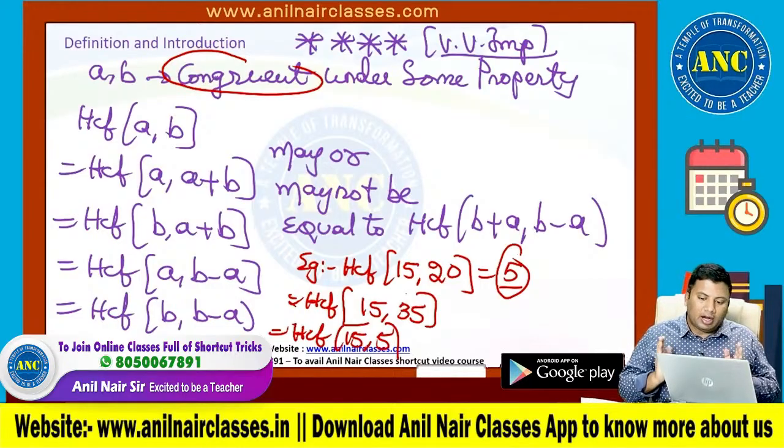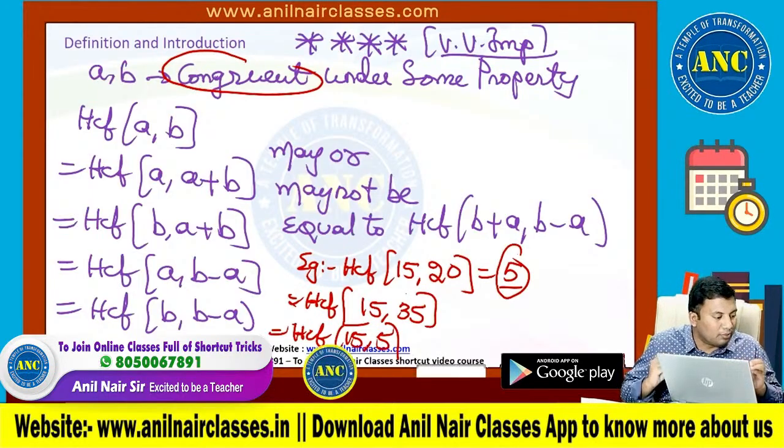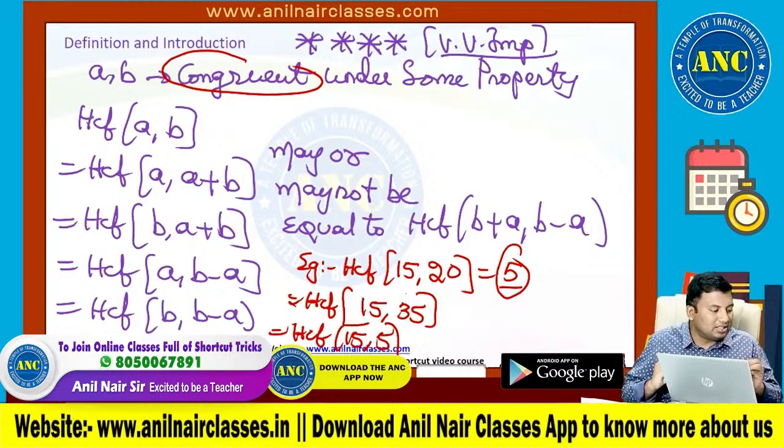A and B are congruent under some property. HCF of A comma B is HCF of A comma A plus B, B comma A plus B, A comma B minus A, B comma B minus A. Idea clear, right? Next important point. After this, we will solve a problem. Congruence modulo theorem. Is it clear?